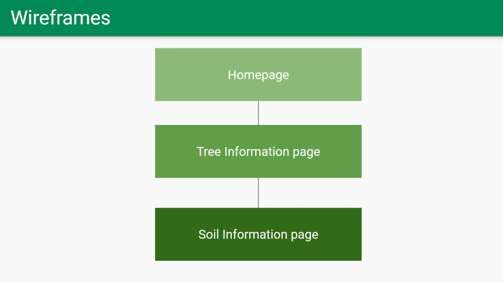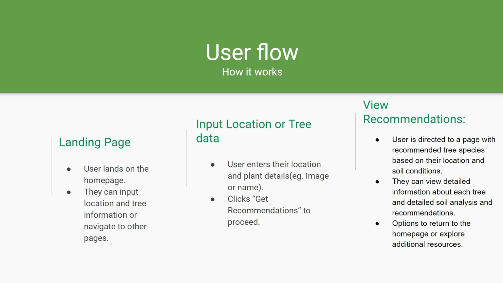I'll be designing 3 pages, namely the home page, the tree information page, and the soil information page. And then here I've provided a simple user flow to specify how the app works. The first step will be for the user to land on the home page, and then they can input the location or tree information or navigate to other pages.